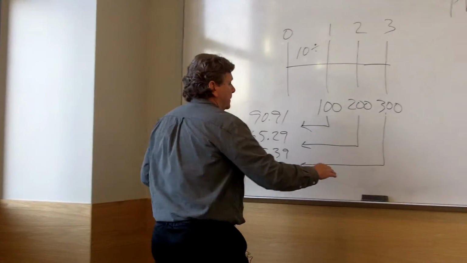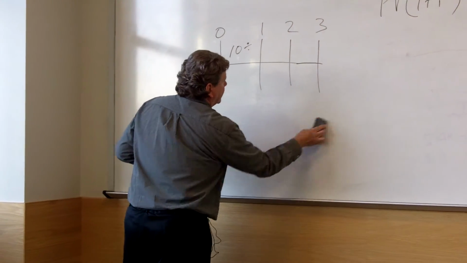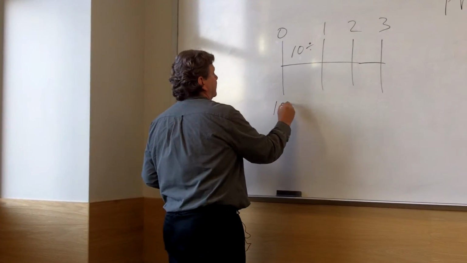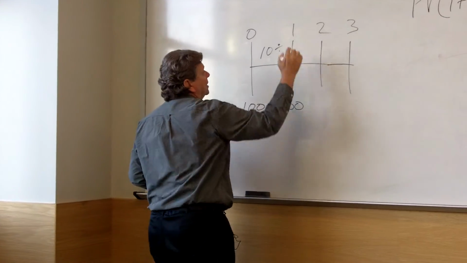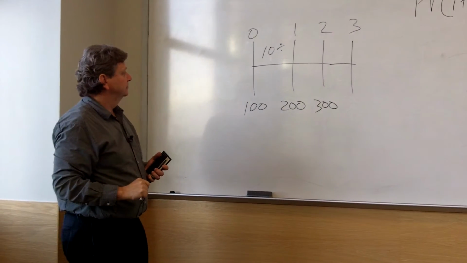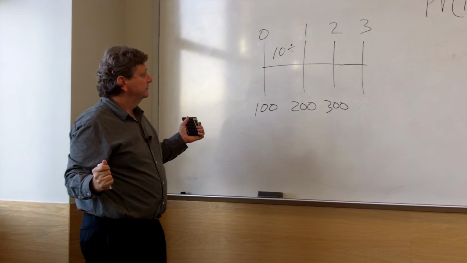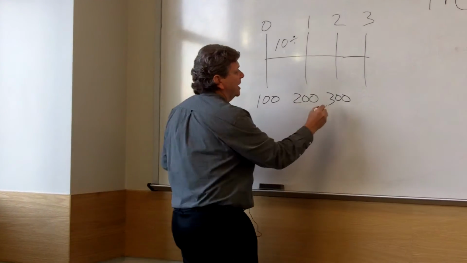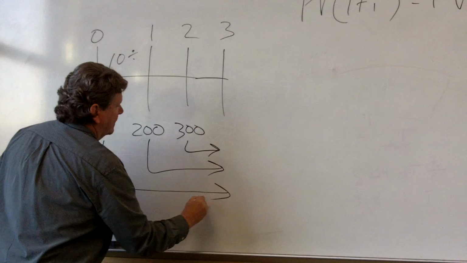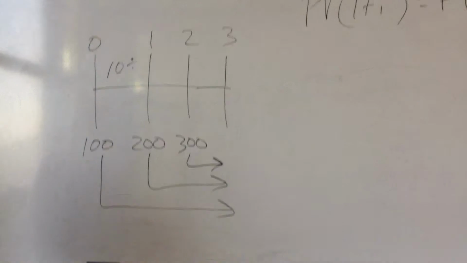Okay, let's do a little different problem. Let's suppose that you invest $100 today, $200 at the end of period 1, $300 at the end of period 2. How much are you going to have in 3 years? Well, in this case, we just have to move all the cash flows out to this period. It's just a matter of moving things around, one at a time.